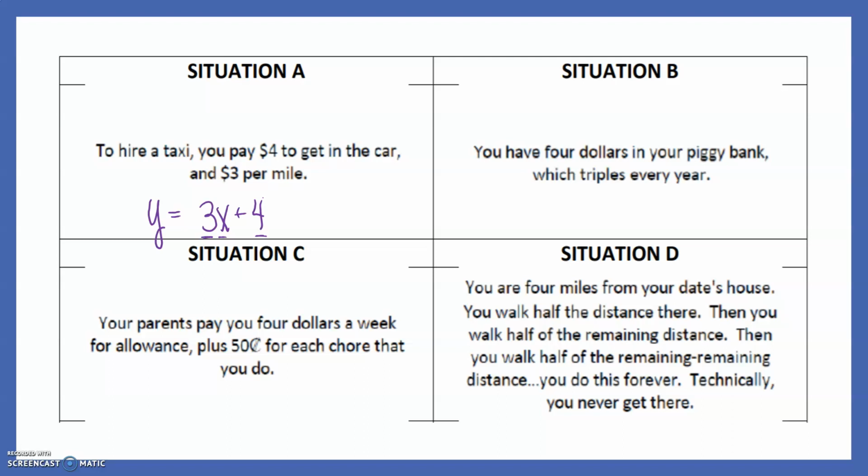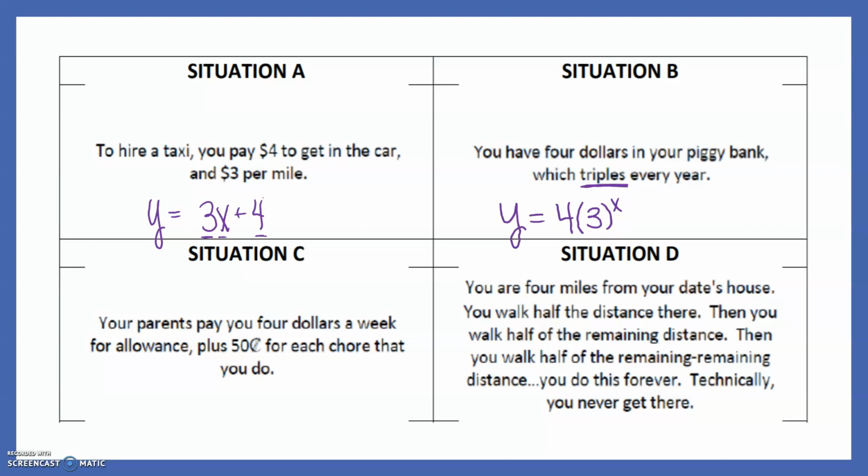Situation B, you have $4 in your piggy bank, which triples every year. Notice that you have that keyword triples, which should indicate to you that this will be an exponential function. So my equation will be y equals, and my initial amount, which is $4, and that is tripling every year.